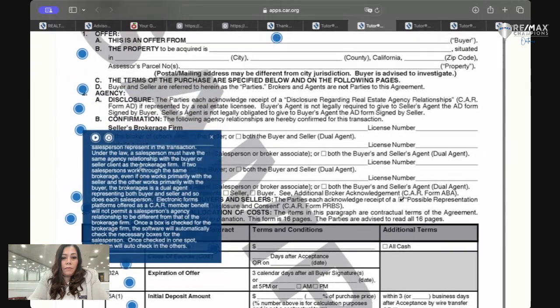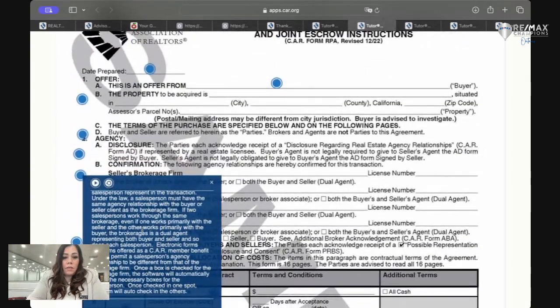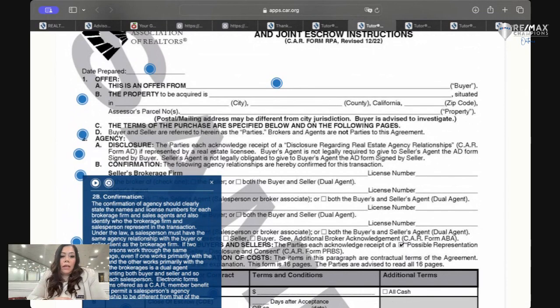And then 2B is the confirmation of agency, which should clearly state the names and license numbers for each brokerage firm and sales agent, and also identify who the brokerage firm and salesperson represent in the transaction. Under the law, a salesperson must have the same agency relationship with the buyer or seller client as the brokerage firm. If two salespersons work through the same brokerage, even if one works primarily with the seller and the other works with the buyer, the brokerage is a dual agent representing both buyer and seller.